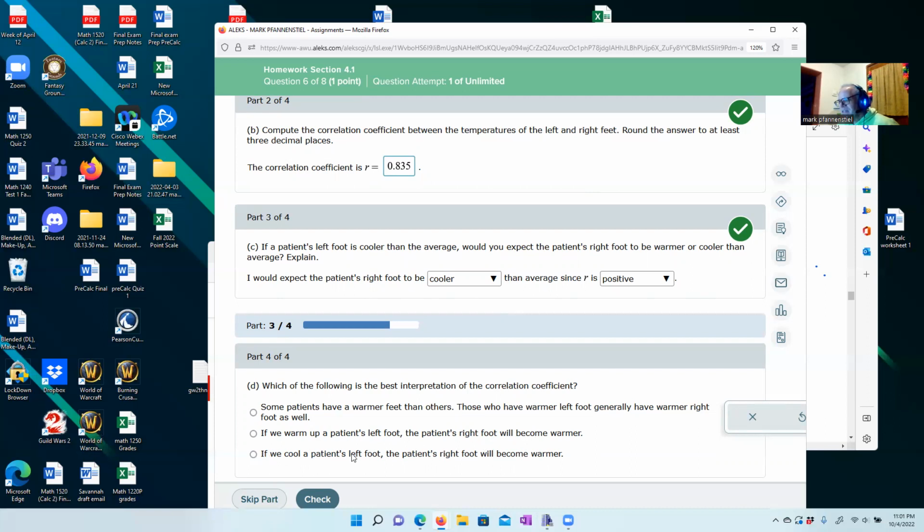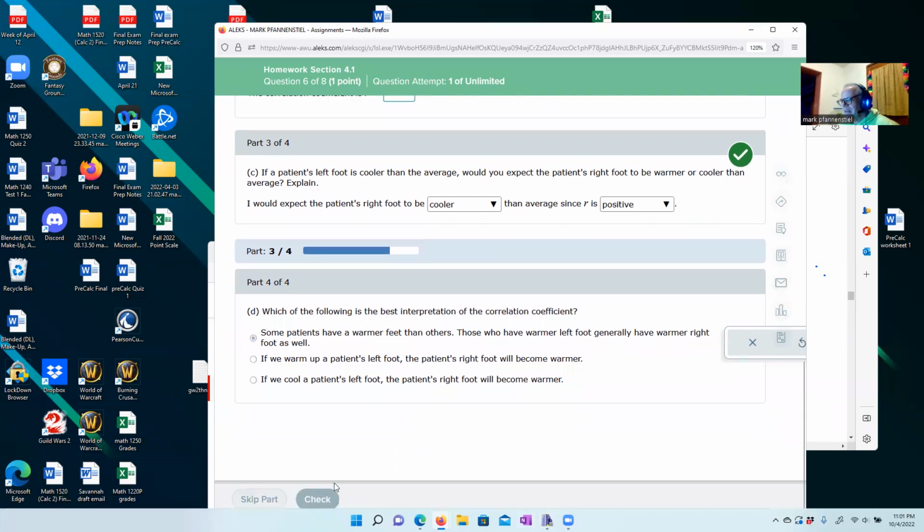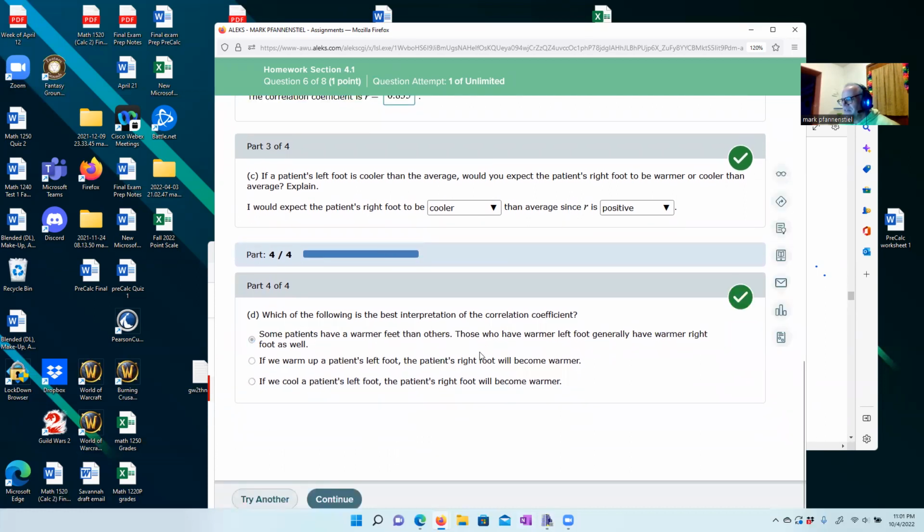If we call the patient's left foot, then the right foot becomes normal. Again, that would be a negative number for the correlation coefficient. That's not really going to work out that way. So I would say, yeah, some people maybe just run a little hot. They run a little warm. So some people have warmer feet than others. If they have a warmer left foot, then they generally have warmer right feet as well. And we'll go with that. Okay, so there we go.